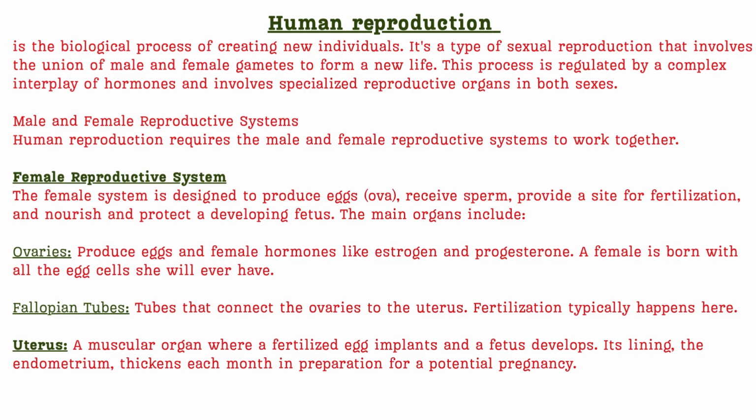Next one is the fallopian tube. Tubes that connect the ovaries to the uterus. Fertilization typically happens here. The next one is the uterus, a muscular organ where a fertilized egg implants and a fetus develops. Its lining, the endometrium, thickens each month in preparation for a potential pregnancy.